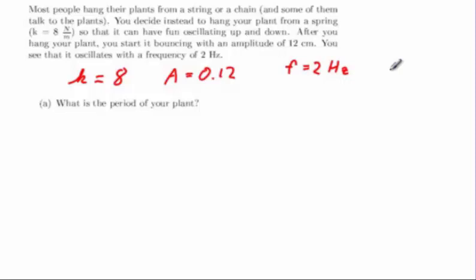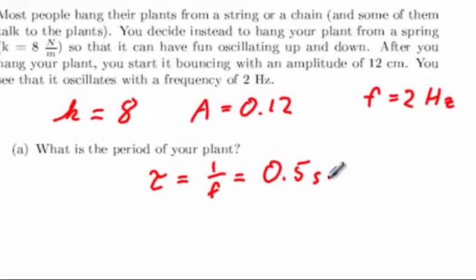Let's look at part A. What's the period of our plant? Well, the period is one of that triplet of synonymous variables, and the period is related to the frequency by being 1 over the frequency. So 1 over 2 Hertz is 0.5 seconds.